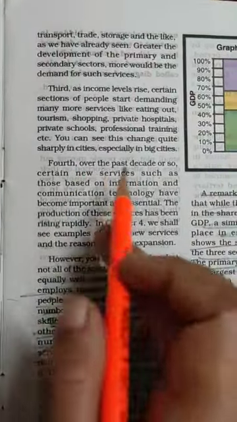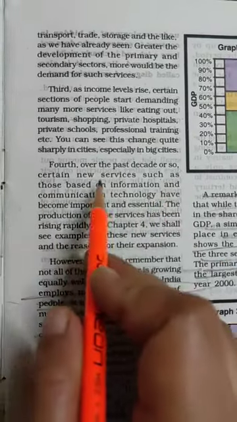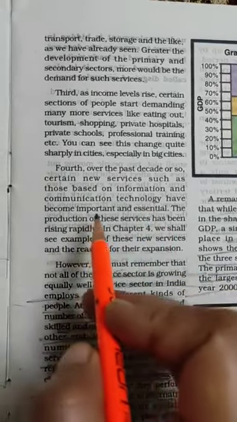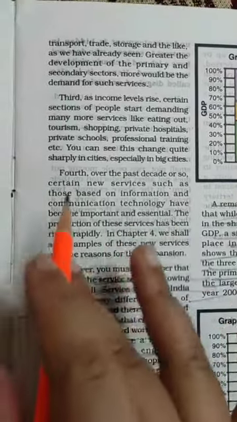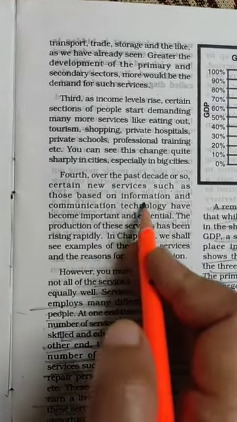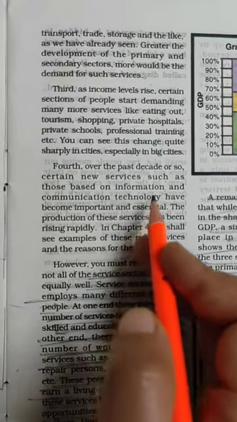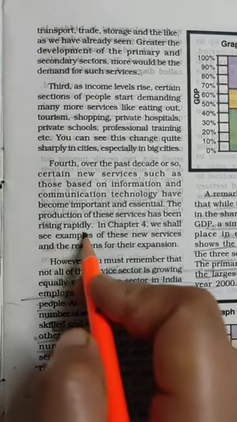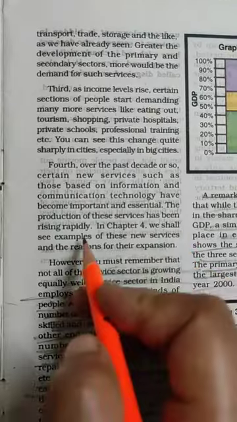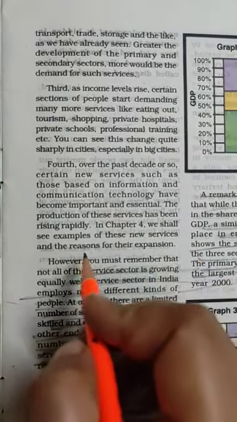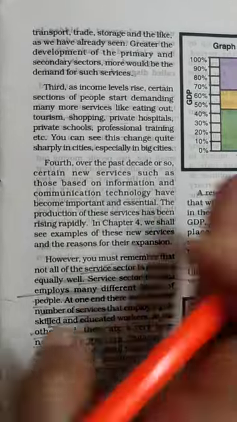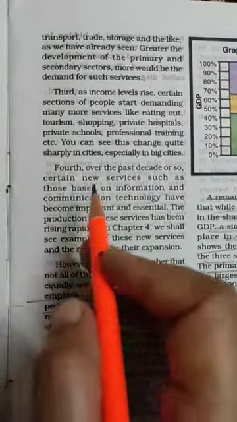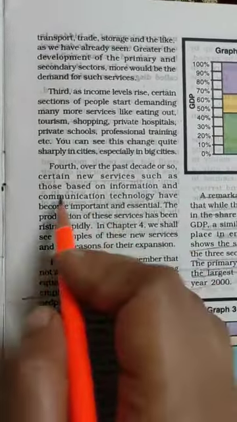The fourth reason is that over the past decade or so, certain new services such as those based on information and communication technology have become important and essential. In today's world, information and communication technology is very important. The production of these services has been rising rapidly. In chapter 4, we shall see examples of these new services and the reasons for their expansion. In the next chapter, you will study this information technology in detail. The fourth reason, then, is the new services such as information and communication technology.